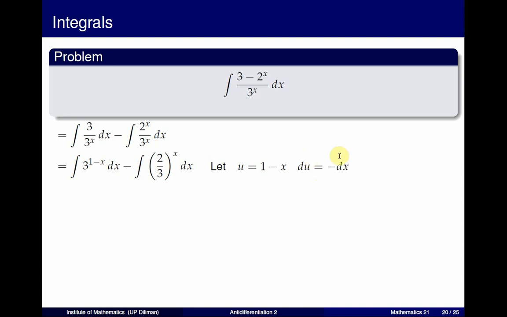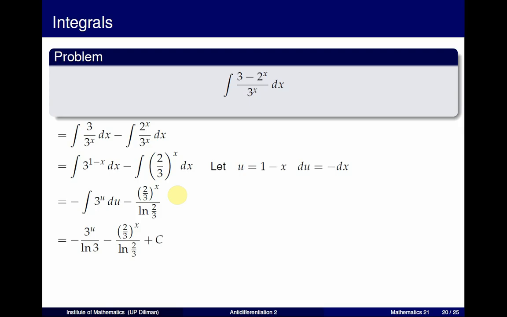And again, du equals negative dx, so the negative sign goes outside here. So the first integral becomes 3 raised to u du with the negative sign outside. The second integral, we can integrate directly. Using the formula, it is 2/3 raised to x all over ln of the base 2/3, which you will see here. And then now, we can evaluate the first integral, which is just negative 3 raised to u over ln of the base 3. So our integral is negative 3 raised to u all over ln of 3 minus 2/3 raised to x all over ln of 2/3 plus c.